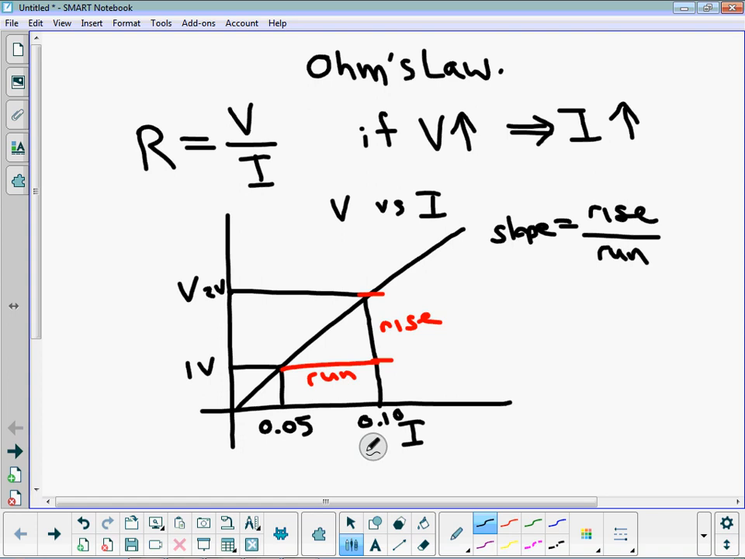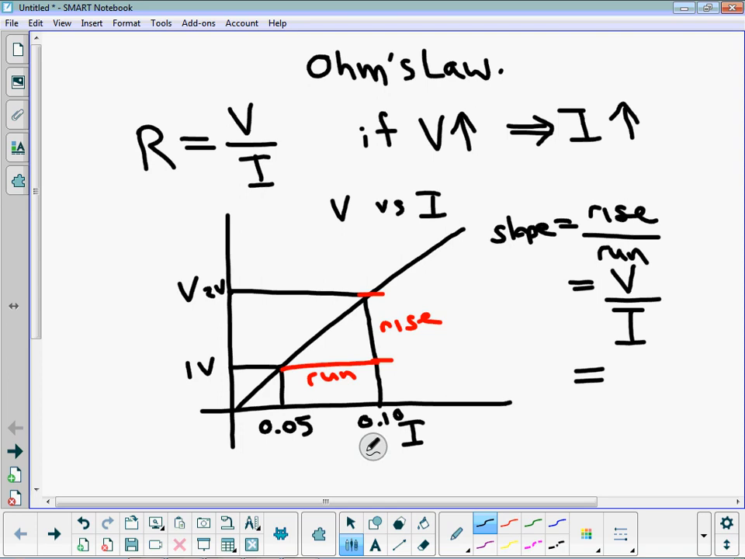Okay, now, without me using numbers right now, what is the rise measuring? What property of the circuit does the rise measure? Volts, which means essentially when I find the slope, it's volts over, what does the run measure? Yep, current, volts over amps, and what's volts over amps equal to? Danton?